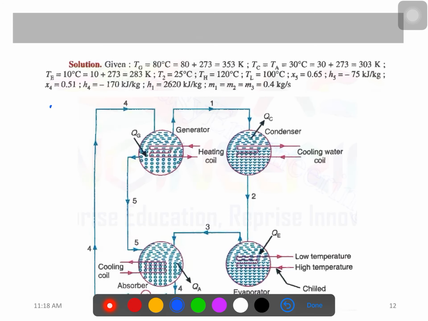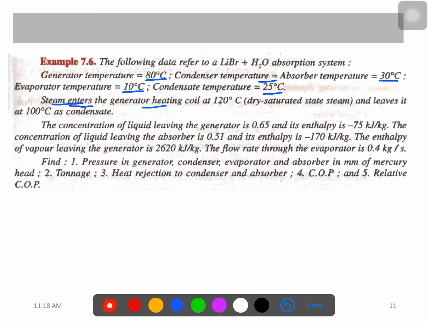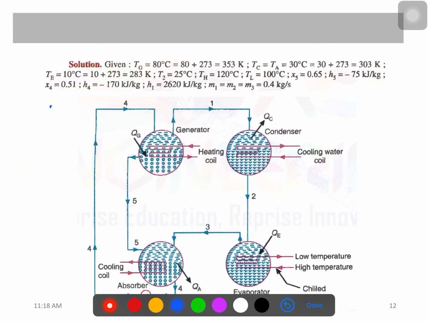That is coming from the steam. So from the steam you have heat coming in at 120 degree centigrade, which is dry saturated state steam, and it leaves at 100 degree as condensate. Okay, so concentrations are given to you. Here you can see the concentration of the liquid leaving the generator. As it leaves the generator, what is its concentration? 0.65. So firstly we will discuss the schematic diagram of this one.